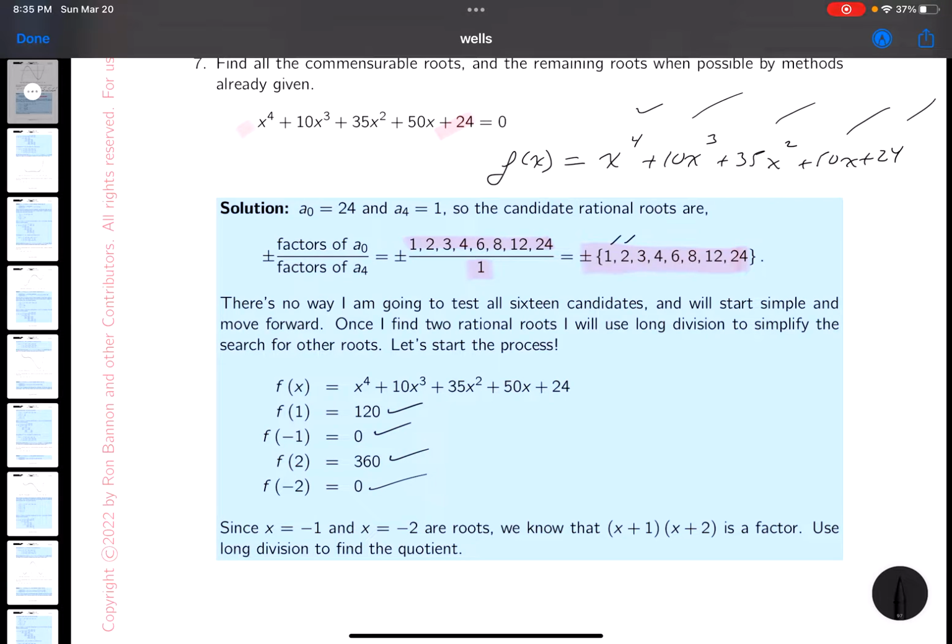So if -1's a root, x plus 1 would be a factor. And if -2 is a root, x plus 2 would be a factor. I would multiply that out, and you would get x squared plus 3x plus 2. I'm sorry, I made a mistake there. I just saw it.